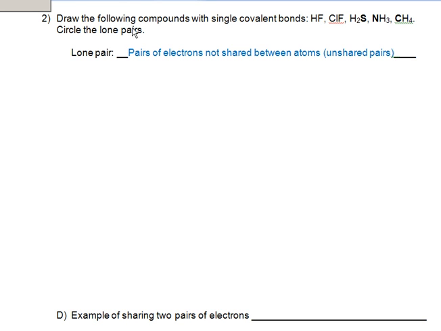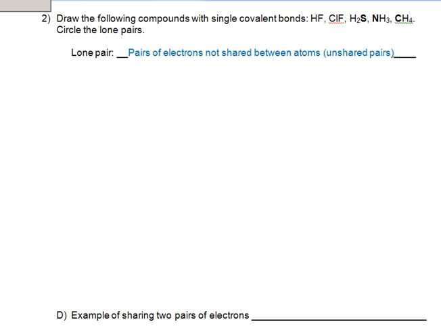We're going to draw the following compounds with single covalent bonds. These are the compounds that we'll draw shown here, and we're going to look at circling the lone pairs. A lone pair, or lone pairs, are pairs of electrons not shared between atoms. Sometimes we also call these unshared pairs.